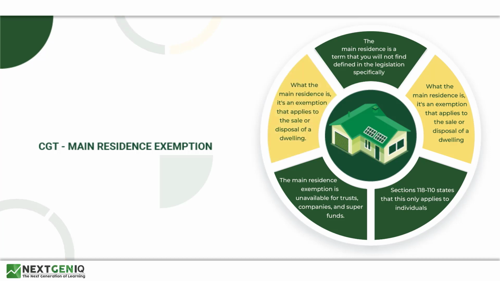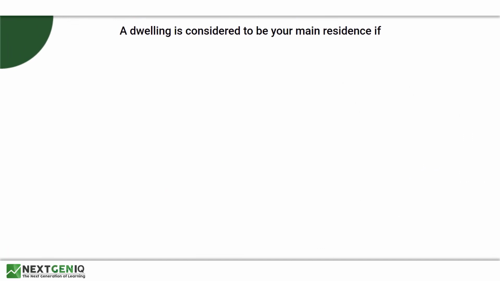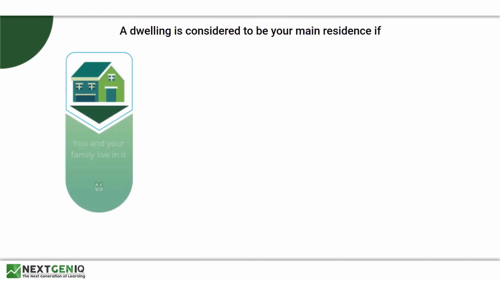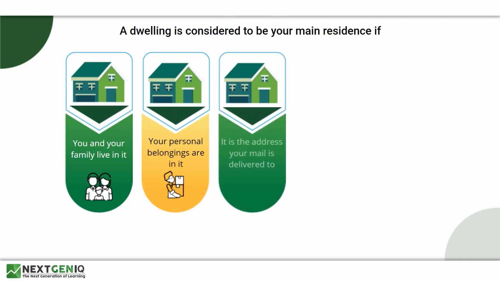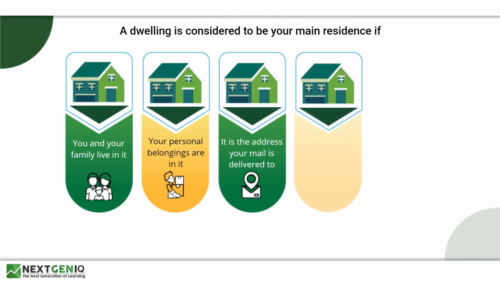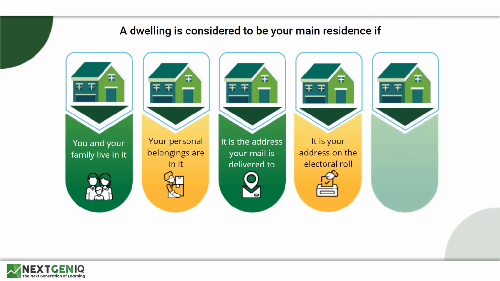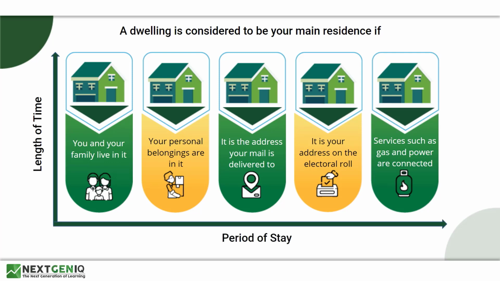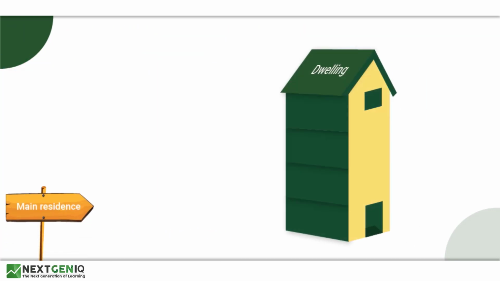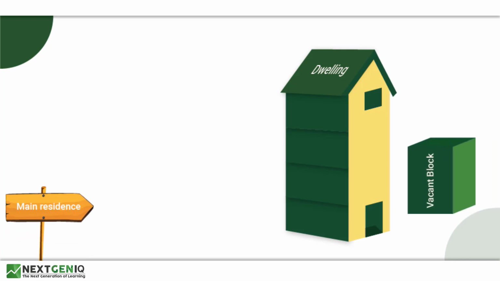That's a very specific exemption for individuals only, and the other key concept: a dwelling is considered to be your main residence if you and your family live in it, your personal belongings are in it, it's the address your mail is delivered to, it is your address on the electoral roll, and services such as gas and power are connected. The length of time you stay in the dwelling and whether you intend to occupy it as your home may also be relevant. To be your main residence, your property must have a dwelling on it and you must have lived in it. You're not entitled to the exemption for a vacant block.